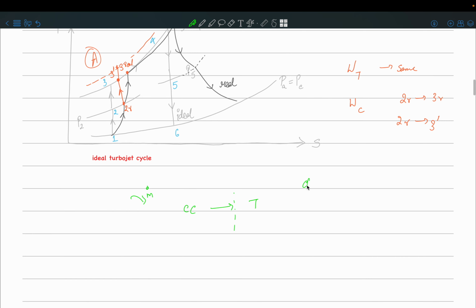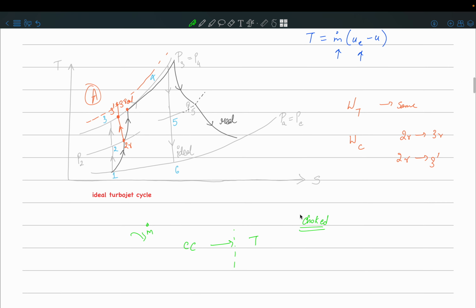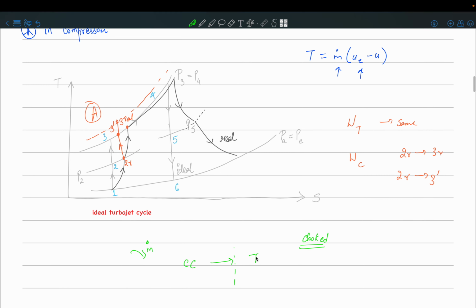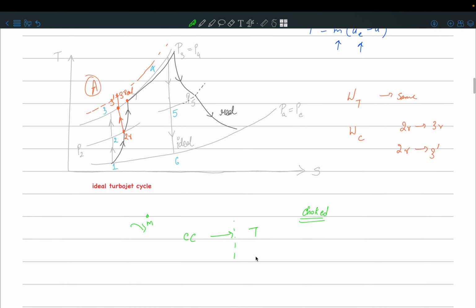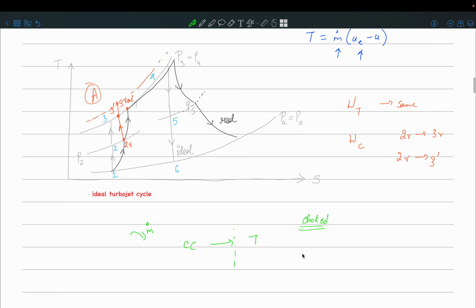Do you know what a choked condition is? Have you heard this word before? Choked condition. So what is choked? Mach is approximately equal to 1. And then whatever changes you make in the upstream condition will not reflect in the downstream condition.